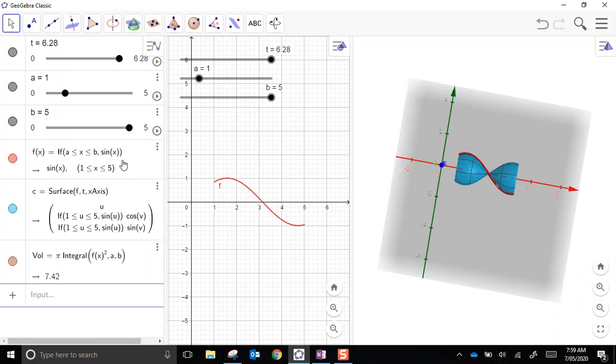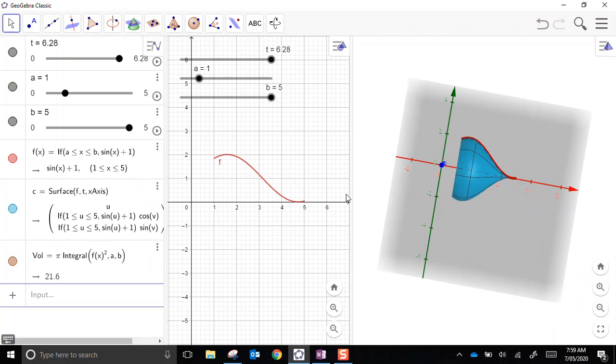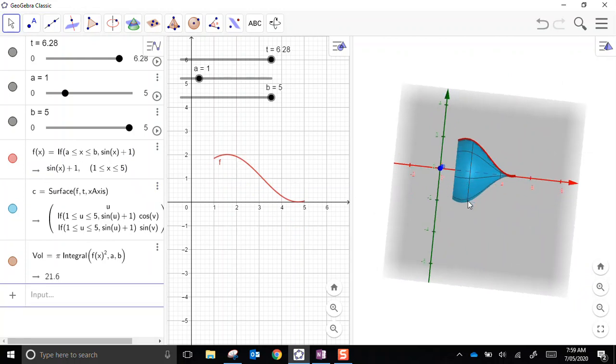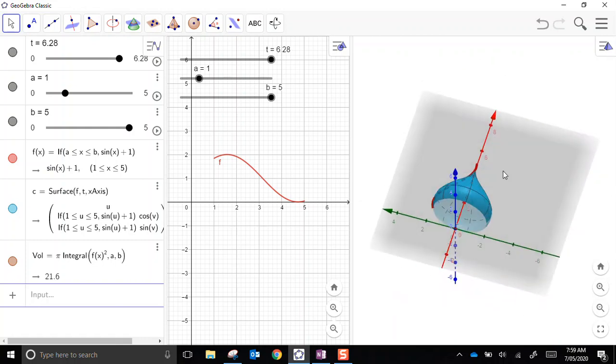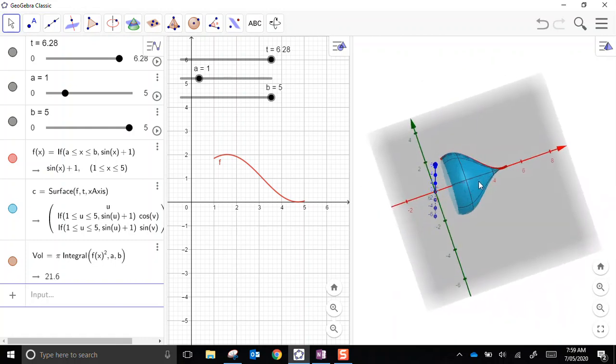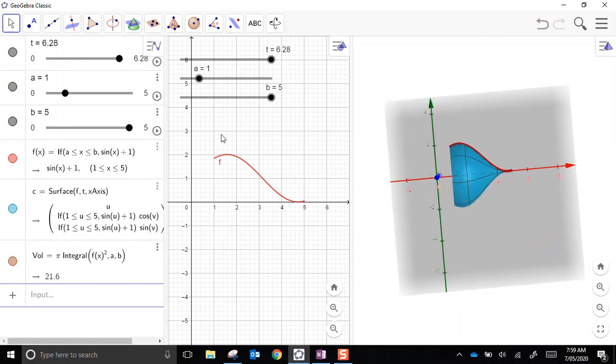Isn't that nice? I could, of course, go sine of x plus 1, just to push my function up to here, and now it looks like some sort of a pointy hat that you could wear. And the possibilities are endless. You could do anything you liked with this, any function you want, and change your limits and check your homework basically by setting up your own worksheet that looks like this.